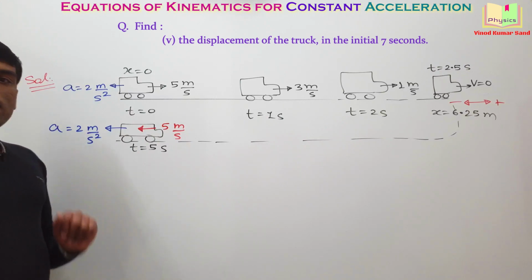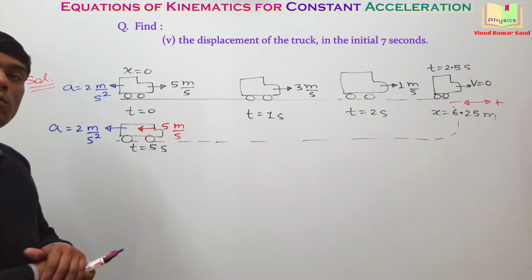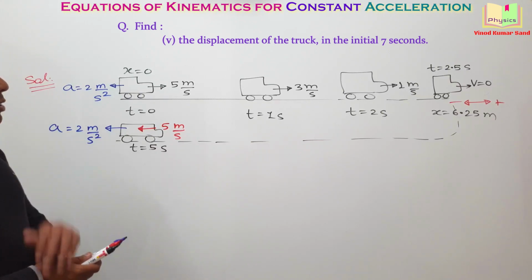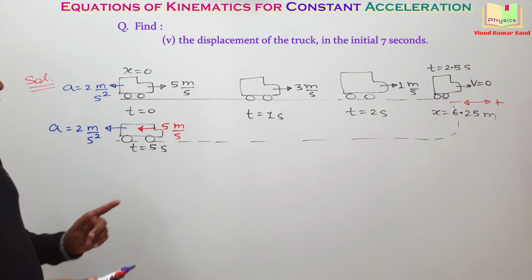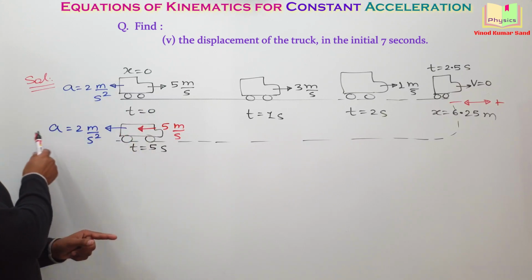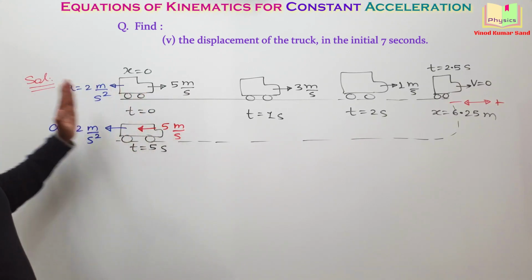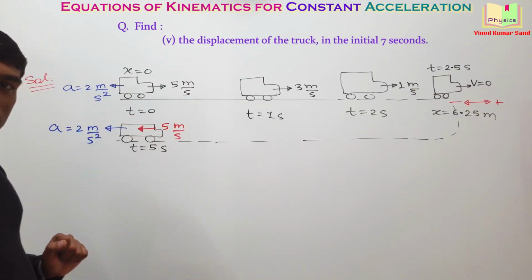The fifth part is asking the displacement from t is equal to 0 to t is equal to 7 seconds. Without doing the calculation, can you tell whether your answer will be positive, negative or 0? Anyone can tell. If this was the t is equal to 0 moment, at the t is equal to 7 second moment, the particle will be to the left side of the origin. So the displacement must come out to be negative.